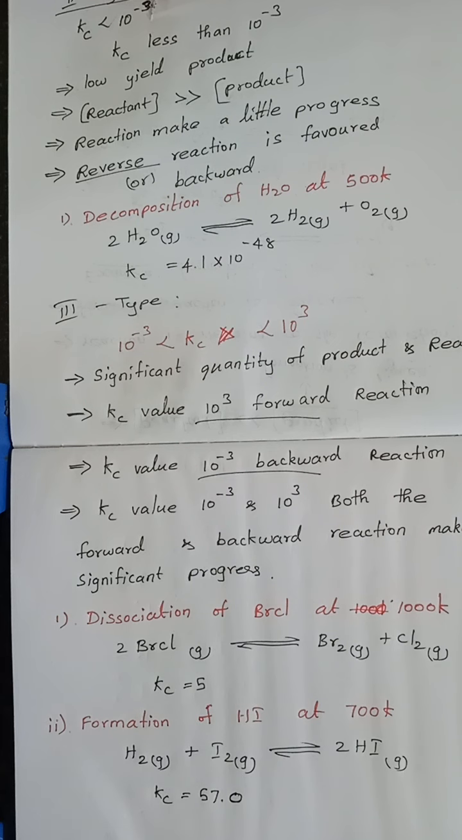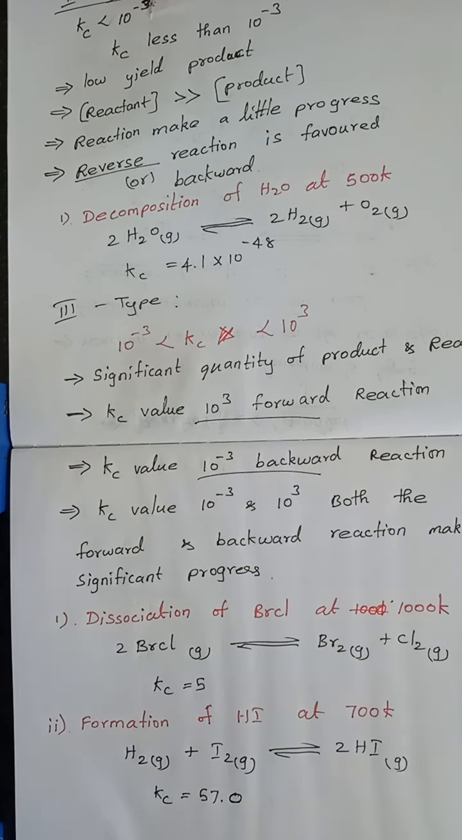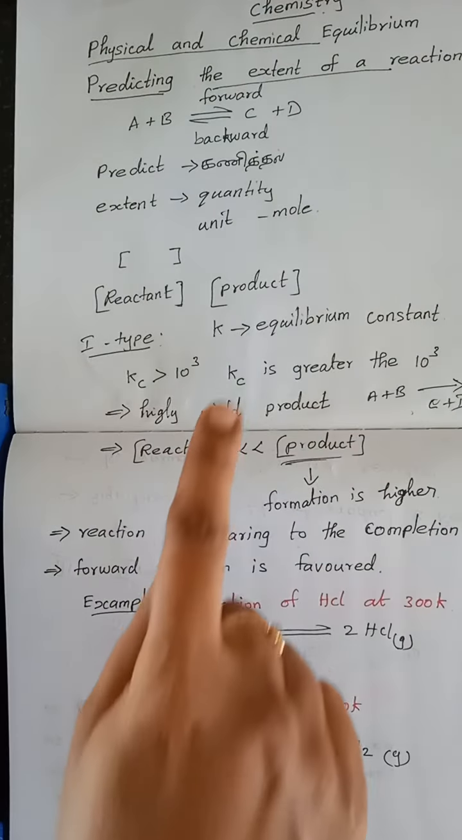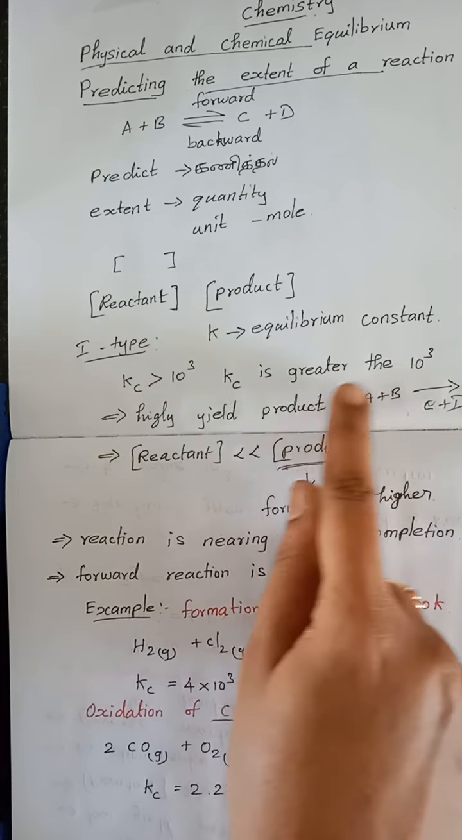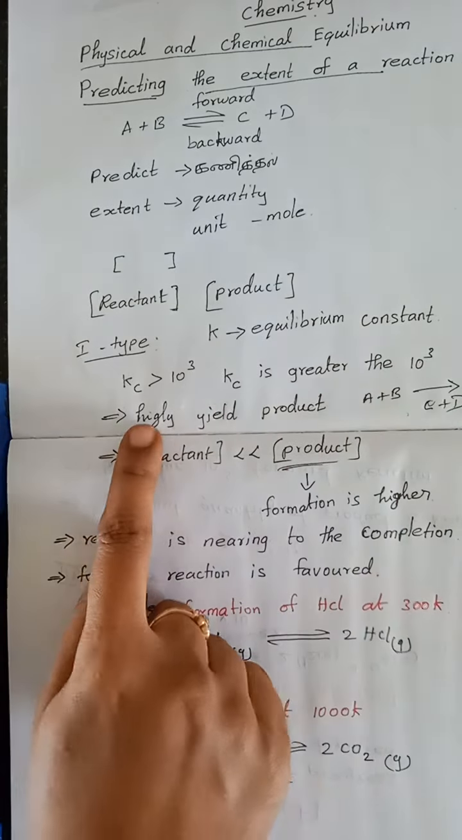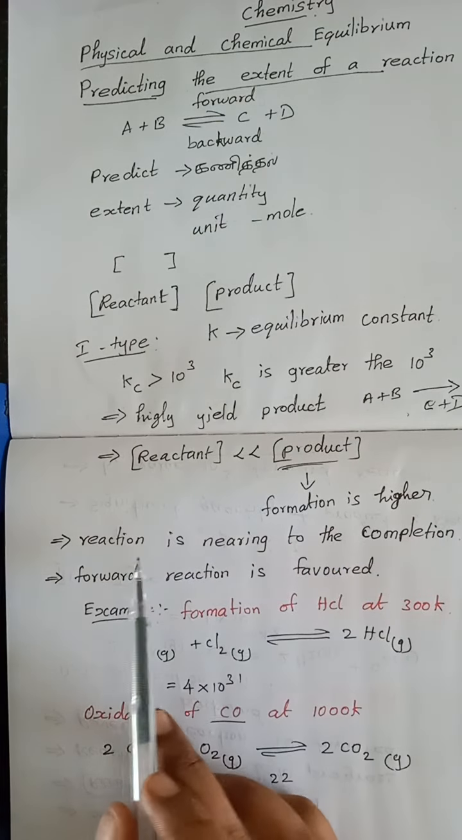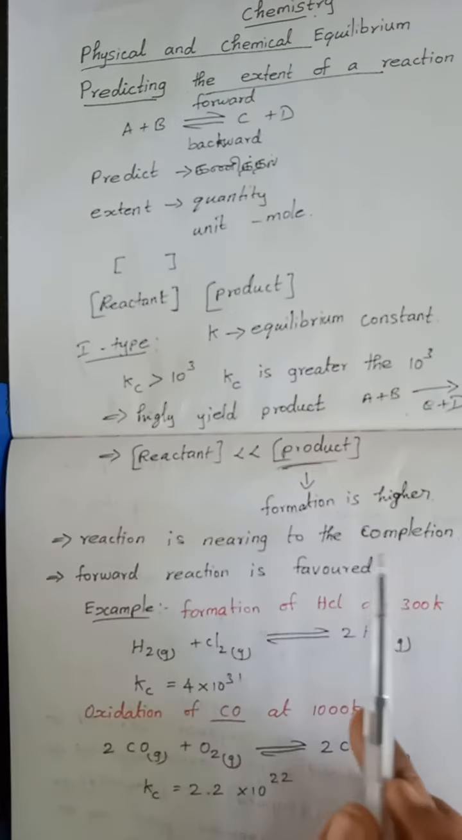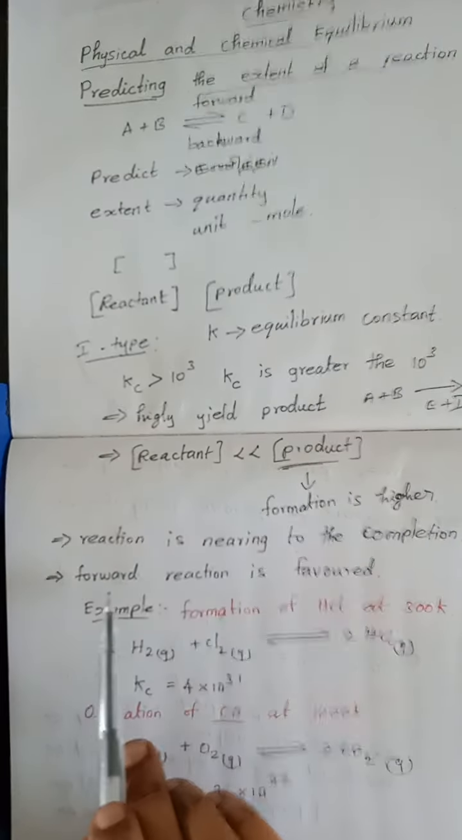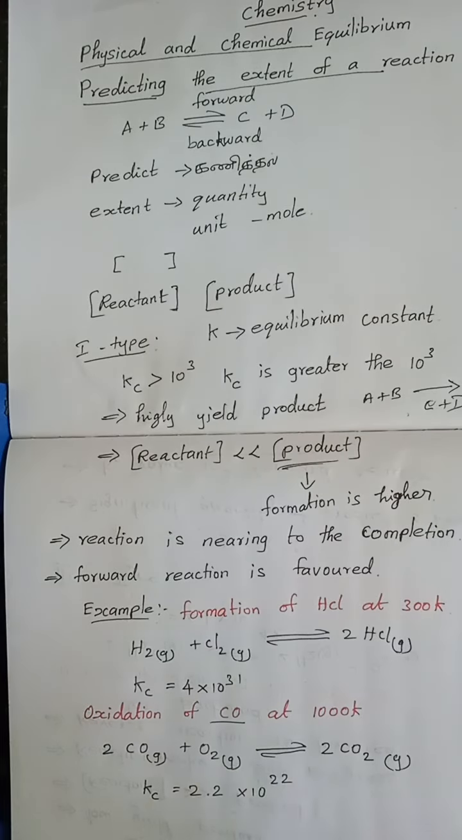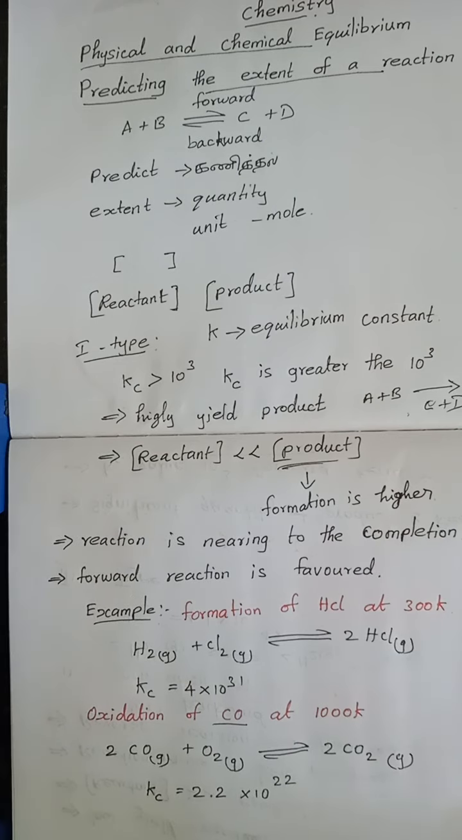So the first case, second case and third case. What is the first case? In this first case, the Kc is greater than 10 to the power 3. So this reaction gives a high yield of product. This reaction is nearing completion. This reaction is a forward reaction. Example, the formation of HCl at 300 Kelvin.